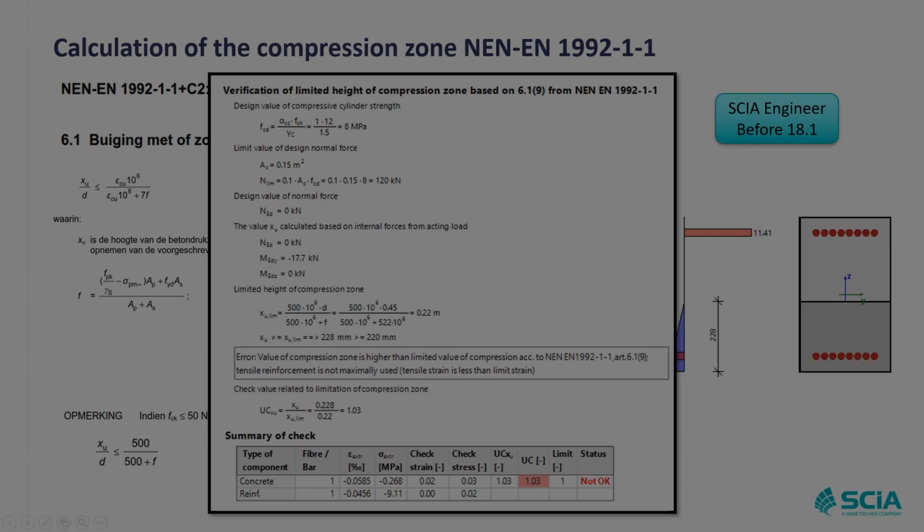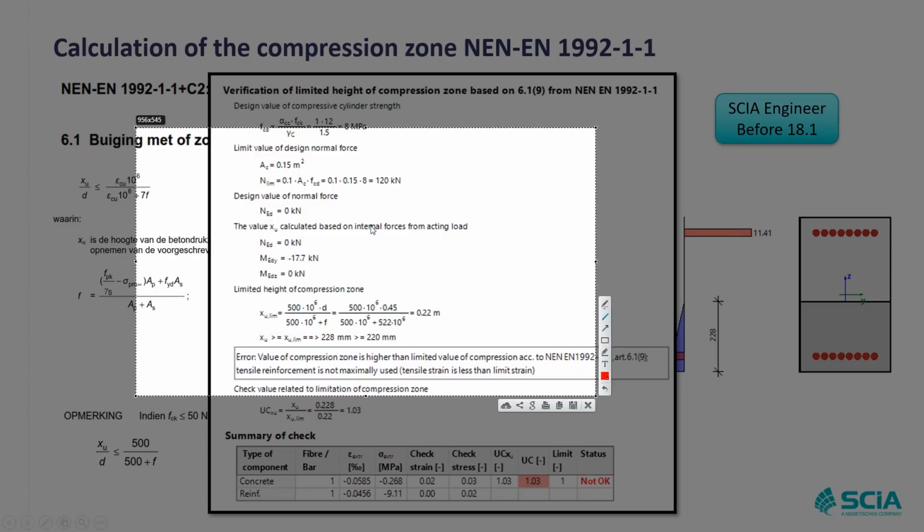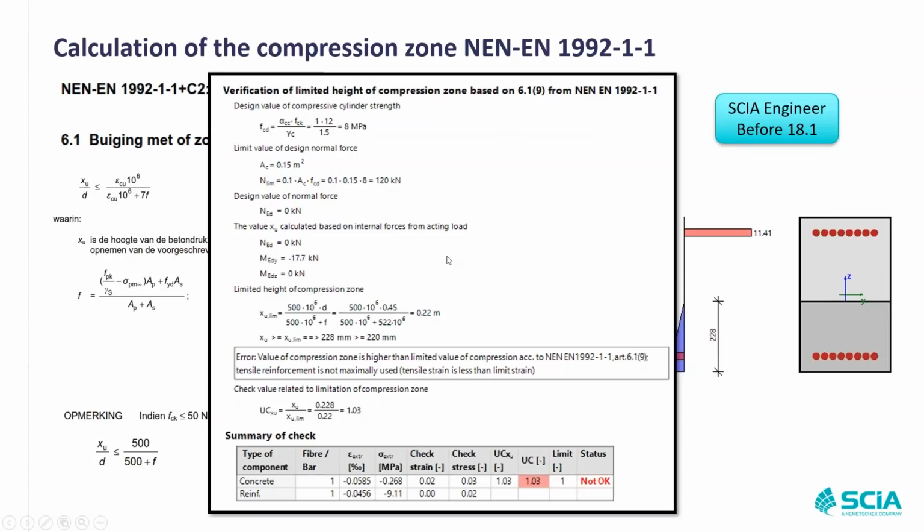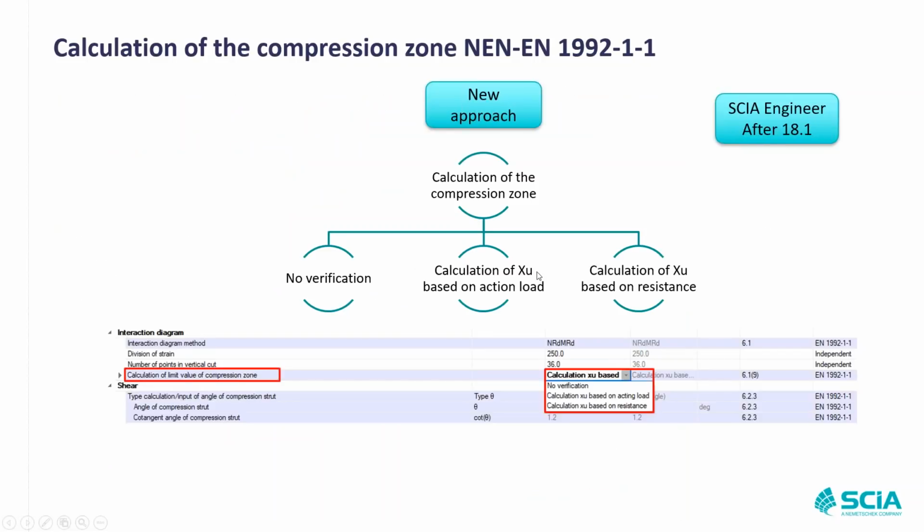And the second issue that I would like to mention: in the past, before 18.1, we were calculating the compression zone based on the internal forces. So you have MEd, and based on MEd, we do the calculation of the compression zone. So in 18.1, we implemented a new approach, and you will find this new approach inside the concrete setting. So as a user, you have 3 different possibilities.